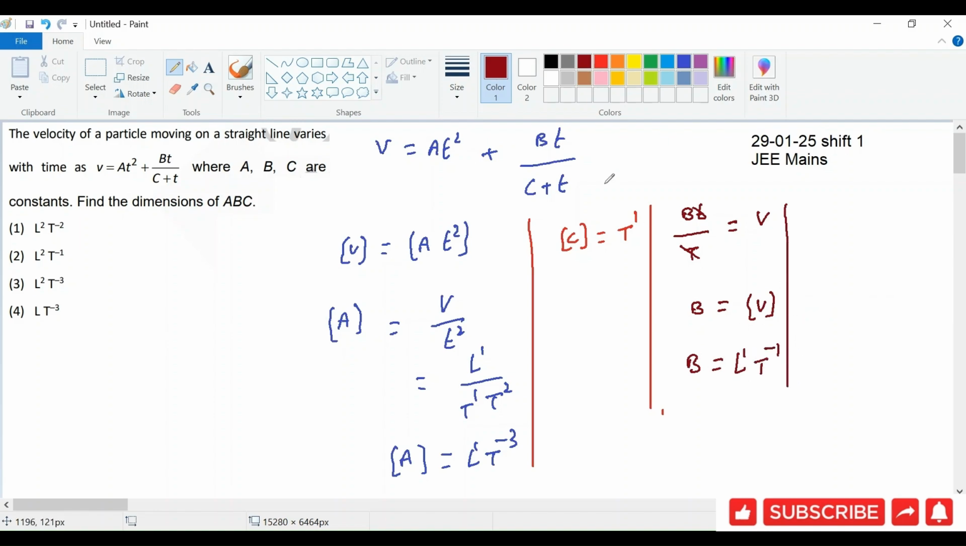So finally, the question is the dimensional formula of A into B into C. A is L power 1 T power minus 3, C is T power 1, B is L power 1 T power minus 1. Minus 1 plus 1 cancel. So L power 2 T power minus 3 is the final answer. Third option is the correct answer.